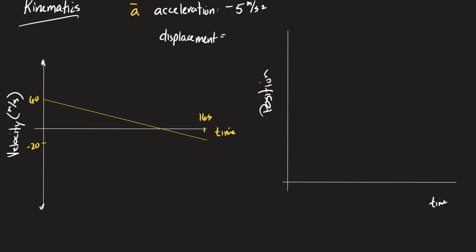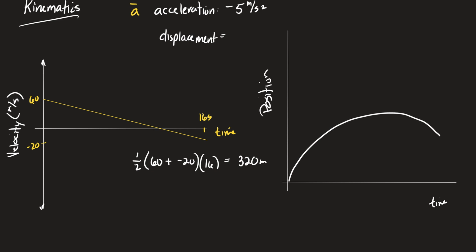Consider the car, its motion looks like this now, right? The position versus time graph, because it went forwards for some time and then went backwards for some time. But ultimately, I can still say one half base 1, which is 60, plus base 2, which is negative 20, times t, which is 16, should give us our displacement. So if I run the numbers on this, 320 meters. That's the displacement of the vehicle.